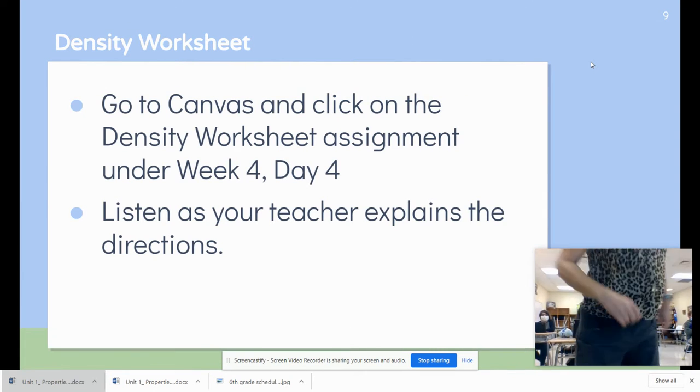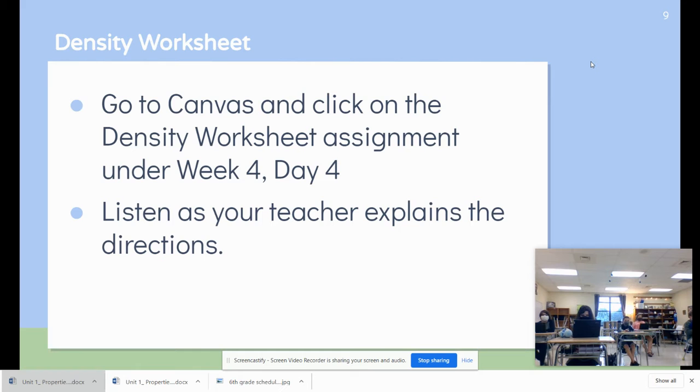All right, so go to Canvas and click on the density worksheet assignment under week 4, day 4. And then I'm going to explain that to you.